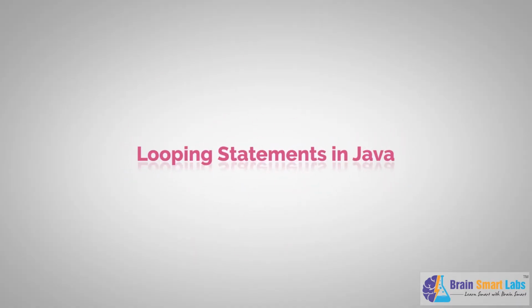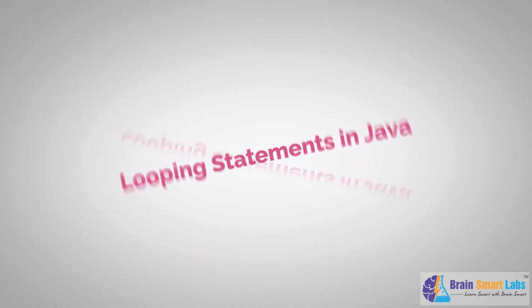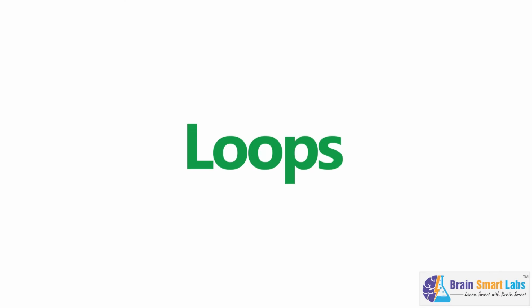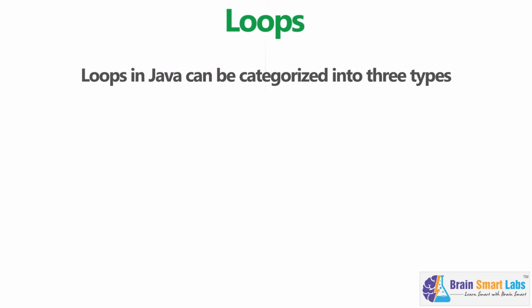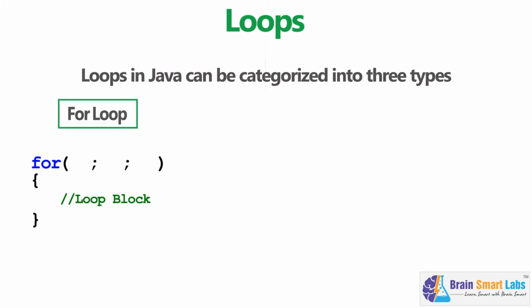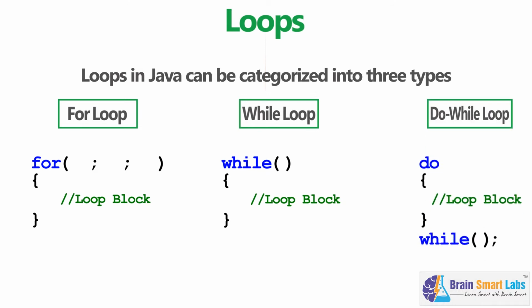Stay close. Looping statements in Java. Looping statements are used in a program to make a few statements work repeatedly again and again till some logic brings it to a halt. Loops in Java can be categorized into three types, that is for loop, while loop and do while loop. The structure and syntax of these three loops are as seen below.